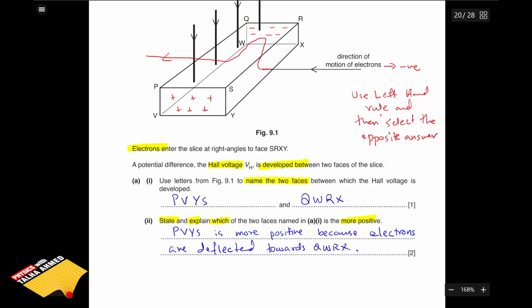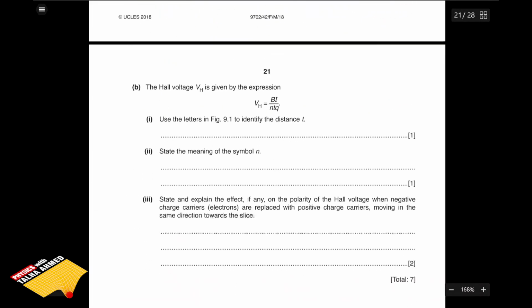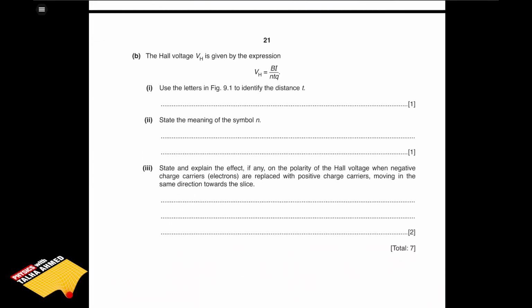Now let's move on to part B, which is basically saying the Hall voltage expression is VH equals BI over N multiplied by T multiplied by Q.